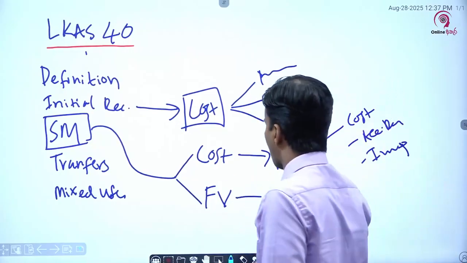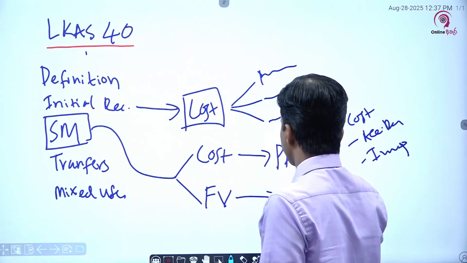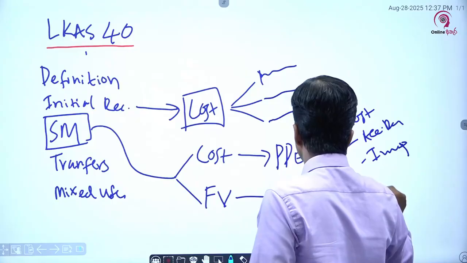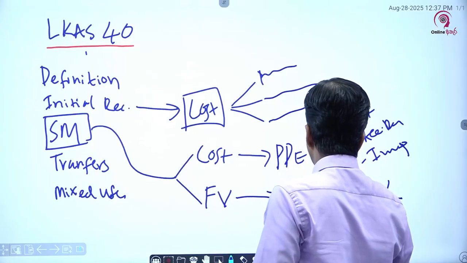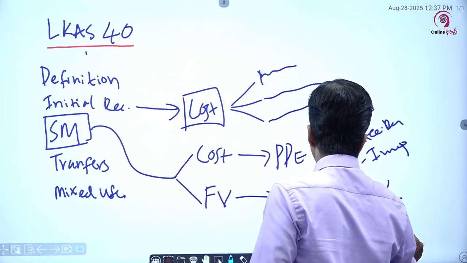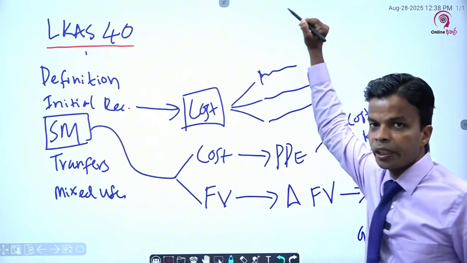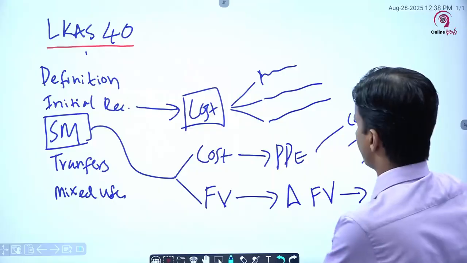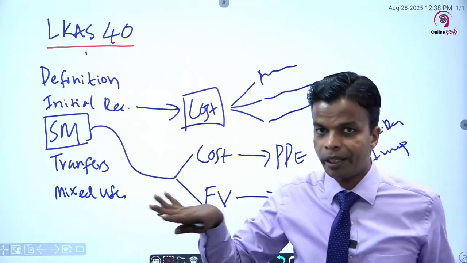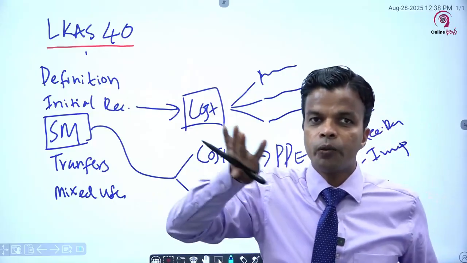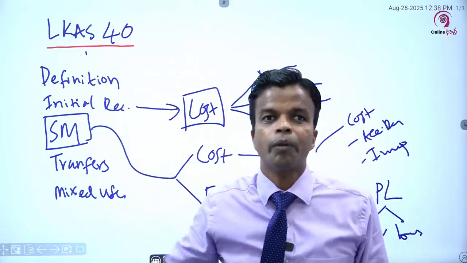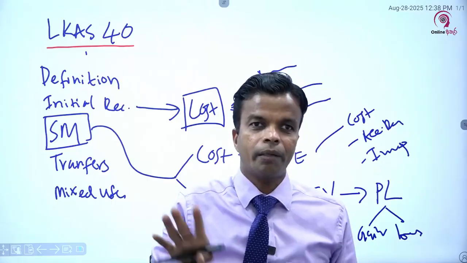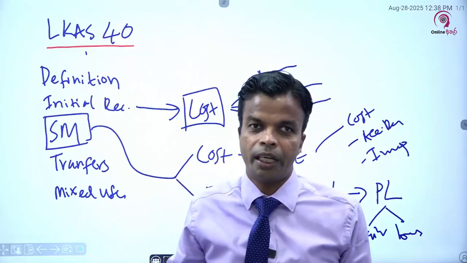But if you go with the fair value model, changes in fair value should be recognized in P&L, either gain or loss. If the fair value increases, that's a gain. If the fair value comes down, that's a loss. But that should be in the P&L as a separate line item: fair value gain or loss on investment properties. It is part and parcel of P&L, not OCI, right?